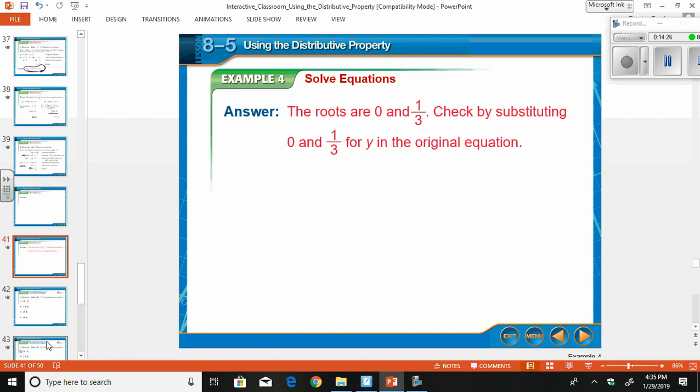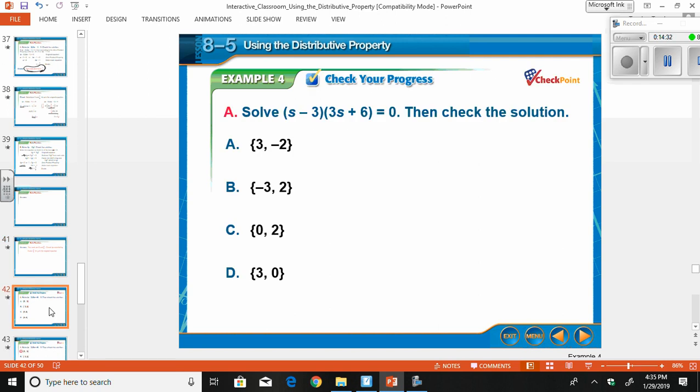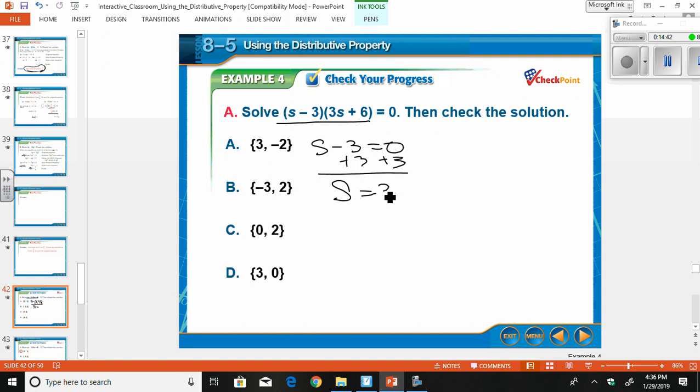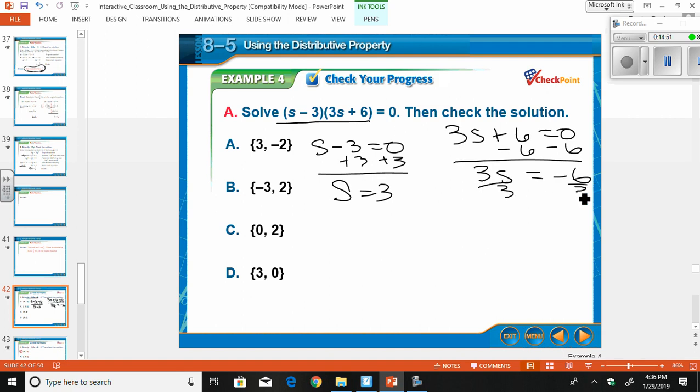So the roots are 0 and 1/3. Check by substituting 0 and 1/3 for y into the original equation to make sure that those are our roots. So they gave us the factored form. All we have to do is set it equal to 0. And we get s equals 3. 3s plus 6 equals 0. We get 3s equals negative 6. So we get s equals negative 2 if we plug them back in.